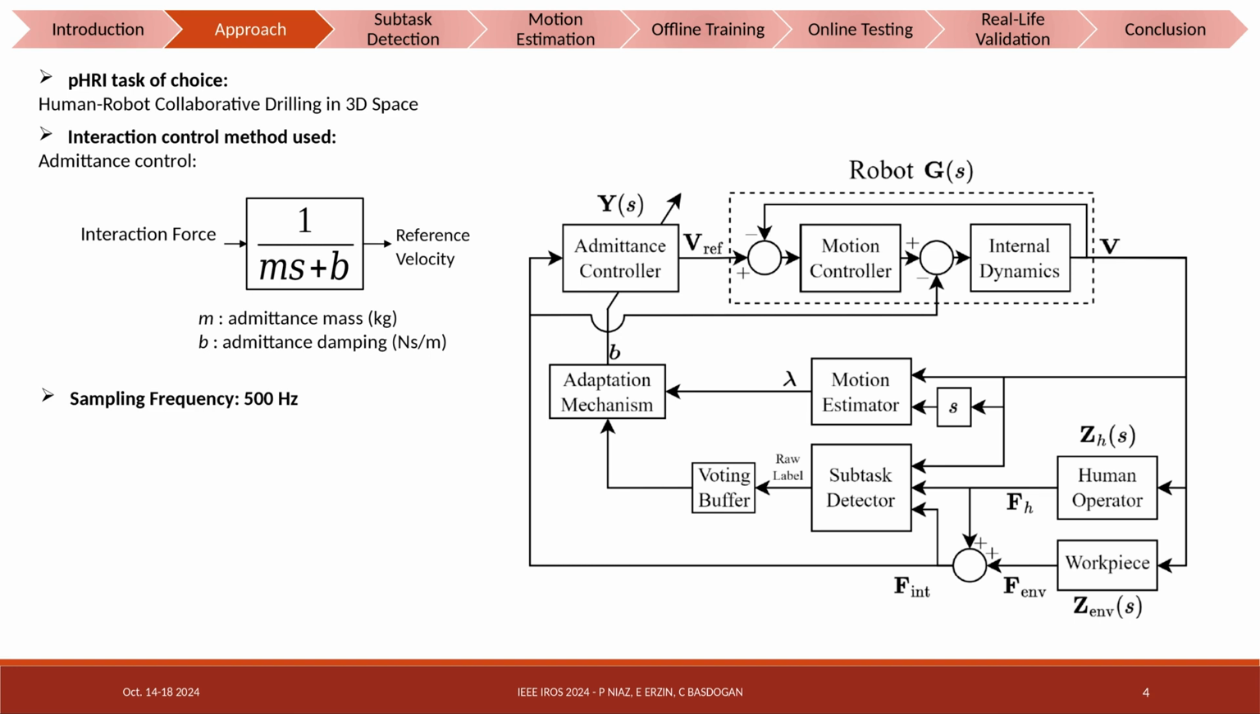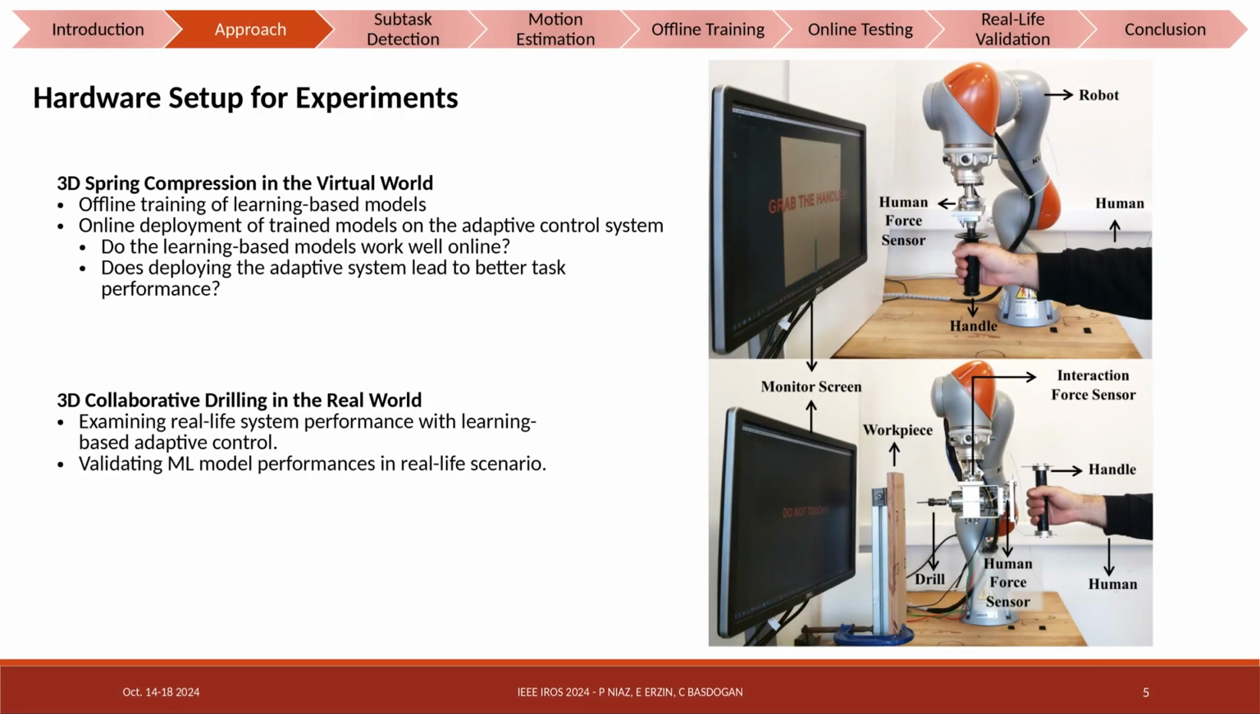Relevant signals are sent to the subtask detector and motion estimator, which together adapt the damping parameter of the admittance controller. We perform 2 sets of pHRI experiments with a robot. Spring compression experiments are conducted in virtual environments to collect data under various conditions efficiently. After training and validating learning-based models, we then test the trained model in real drilling experiments to evaluate their real-life performance.